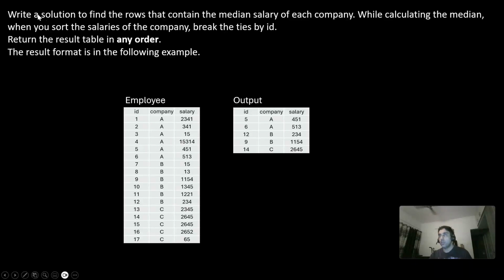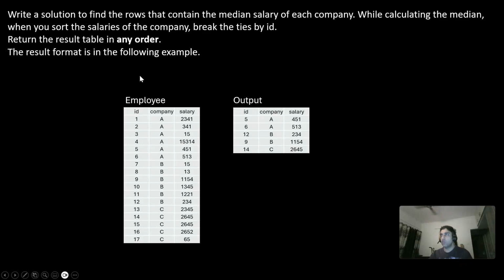What we need to do is write a solution to find the rows that contain the median salary of each company. While calculating the median, when we sort the salaries of the company, we can break the ties by ID. So if multiple employees in a given company, for example in company C, have 14 ID and 15 ID with the same salaries, then we assign them positions by their IDs. The lower ID gets a lower position, and the one with a higher ID gets a higher position, if they have the same salaries.